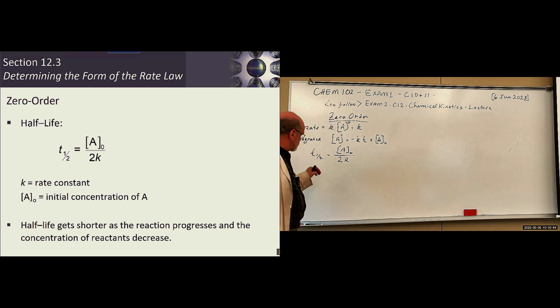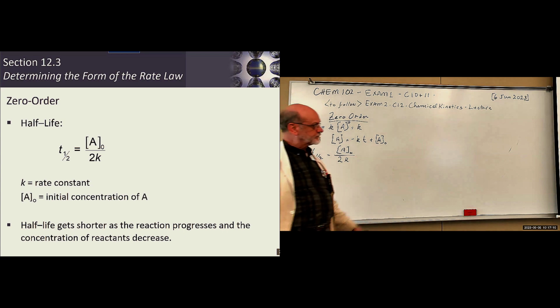So what this says is, if you double A, then the half-life will double. And if you change the temperature and K changes, then whatever happens to K, if K decreases, then the half-life increases by that factor.